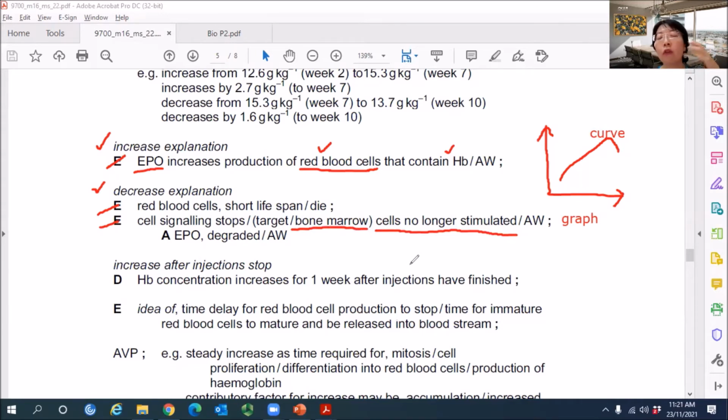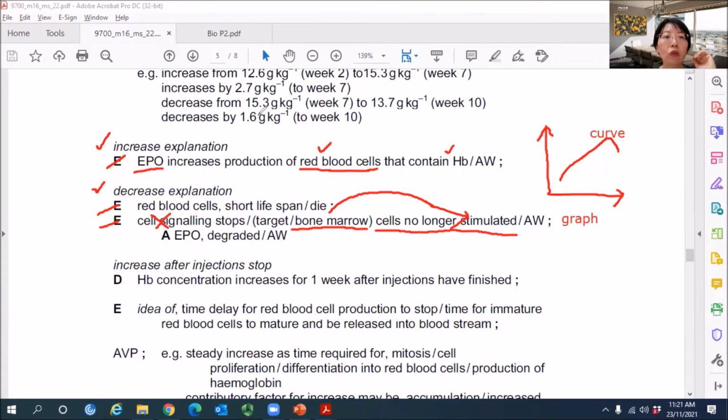So this is a process of homeostasis in our body, right? When we need more red blood cells, we will stimulate the bone marrow to produce red blood cells. When enough red blood cells are produced, there will be a negative feedback. That means it will inform our body that there are enough red blood cells produced already. It will stop the cell signaling so that it will no longer stimulate bone cells to produce more red blood cells. So that's why the number will drop.